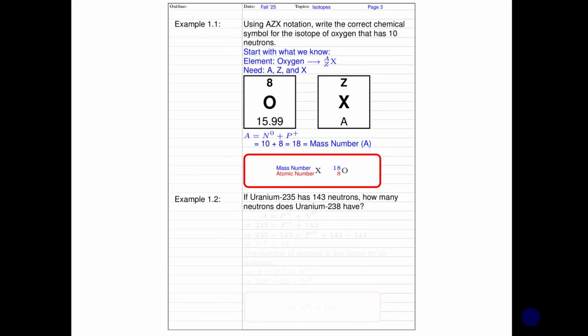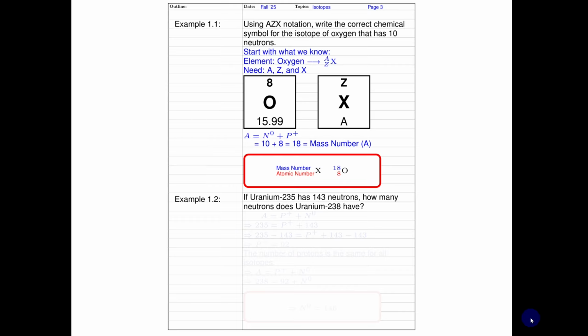Let us do another example. If uranium-235 has 143 neutrons, how many neutrons does uranium-238 have? Let us approach this problem without using the periodic table to see how the subatomic particles of a specific isotope are related.